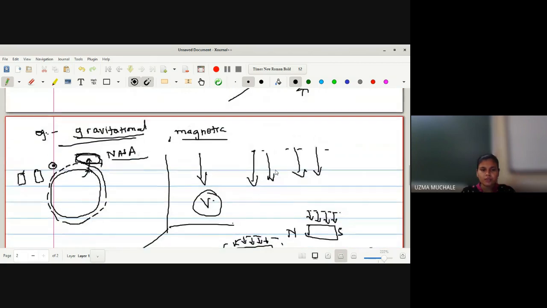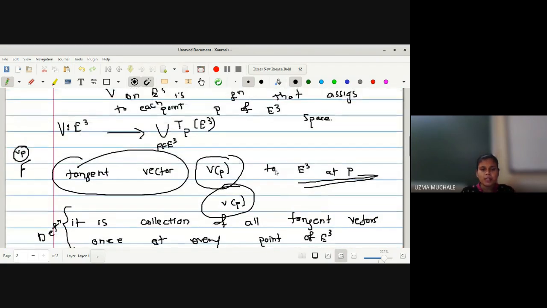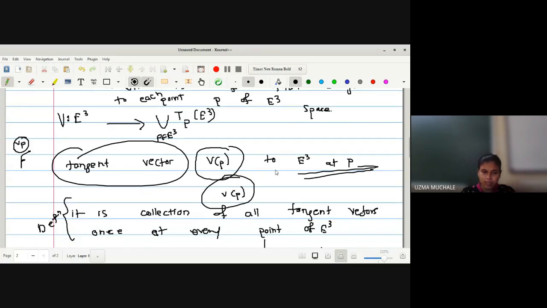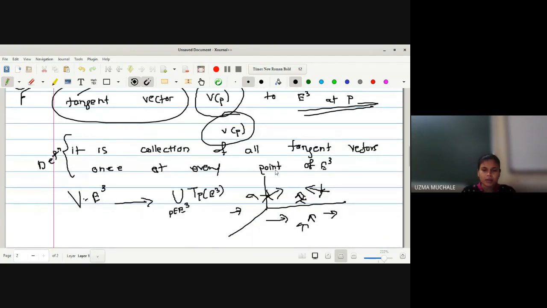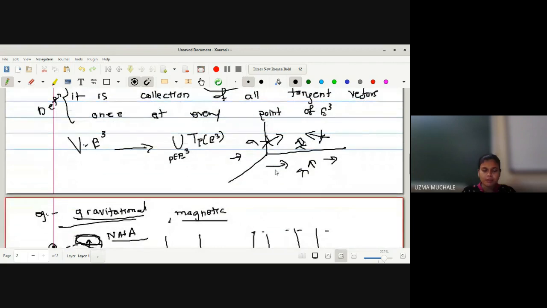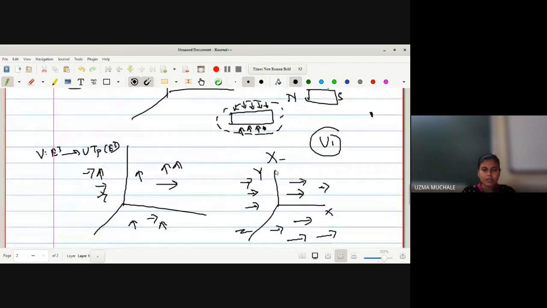Okay, starting with the definition. What is the definition of a vector field? It is simply a collection of all the tangent vectors, one at every point. But actually, this is not a definition. The actual definition is: it is a function defined on E3 space such that at every point P of E3 space there exists one tangent vector. So this is the image, at every point P you can find one tangent vector.